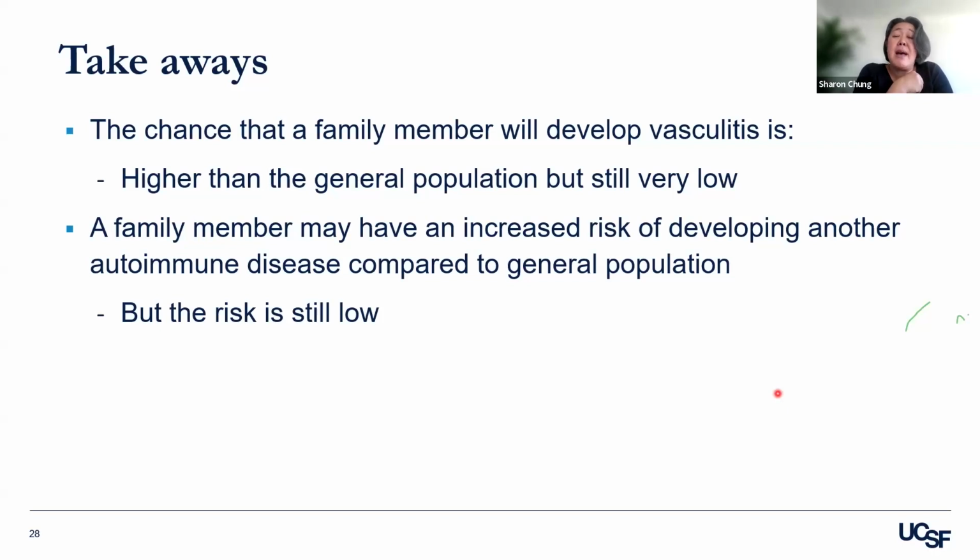Your family member may have an increased risk of developing another autoimmune disease compared to the general population, but that risk still remains low as well. So I don't think anybody should be panicking about what's going to happen to their family members with regards to vasculitis, because they themselves have been diagnosed.